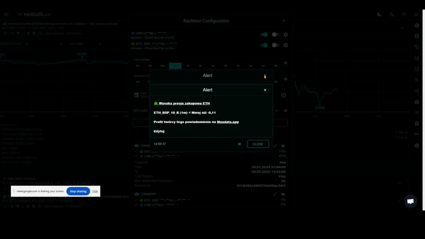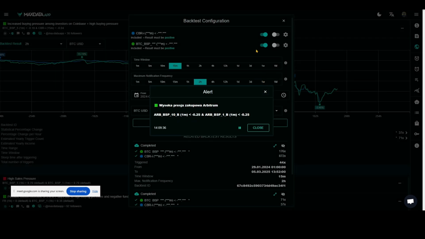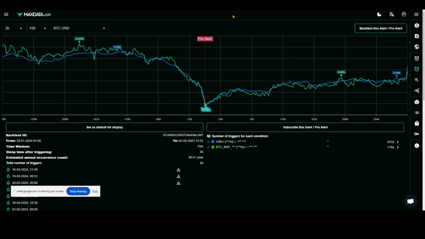And actually, I wanted to show you a backtest result I made. So this is the exact backtest of this alert right here. And this shows us how the price of Bitcoin behaved when this alert was triggered.